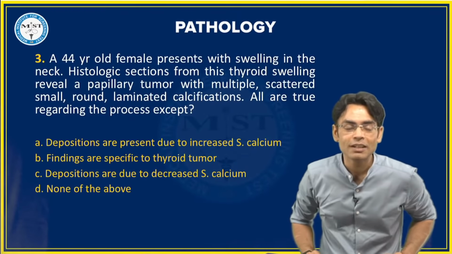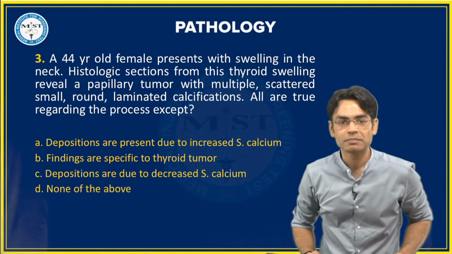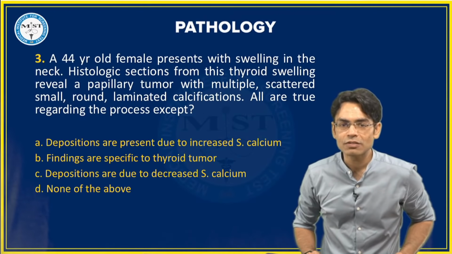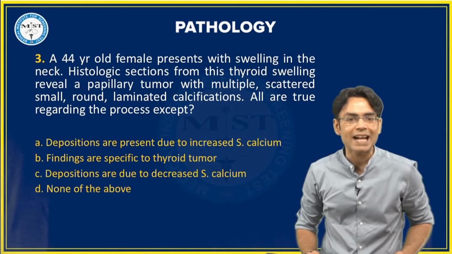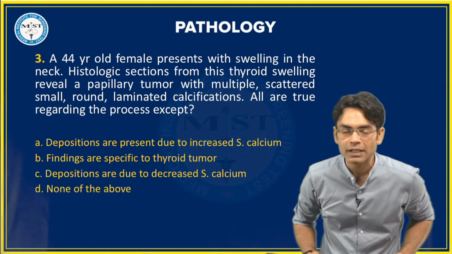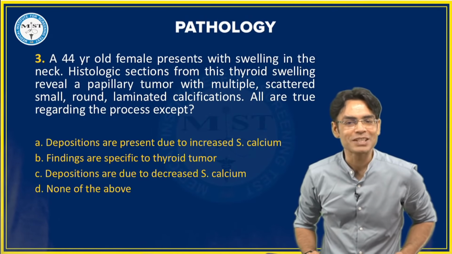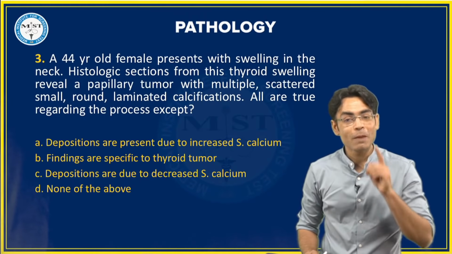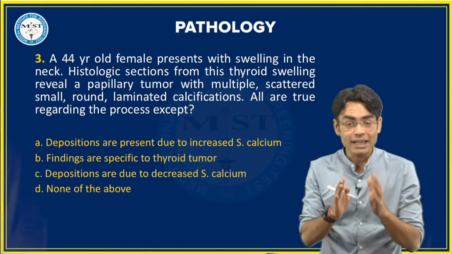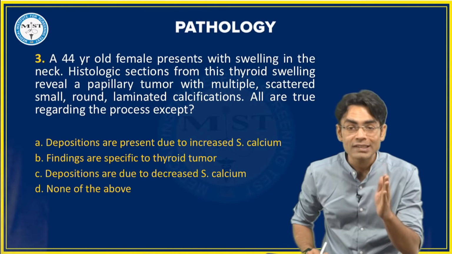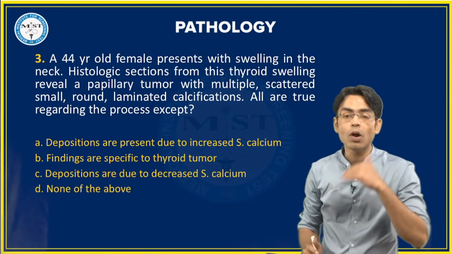Let's go to question number 3. A 44-year-old female presents with swelling in the neck. Histological sections from this thyroid swelling reveal a papillary tumor with multiple scattered, small, round, laminated calcifications. All are true regarding the process except. So, first thing, whenever you are reading these questions, you should be clear in your mind what exactly is being asked, whether you are looking for a true statement or a false statement.